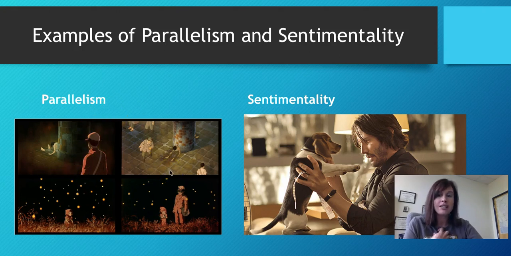But we, the audience, have been through so much with these characters from this point to that point that the ending has a whole new context that the beginning did not. So that's a good example of parallelism. And it's also sentimentality, because you're meant to feel pity and sadness for these characters.